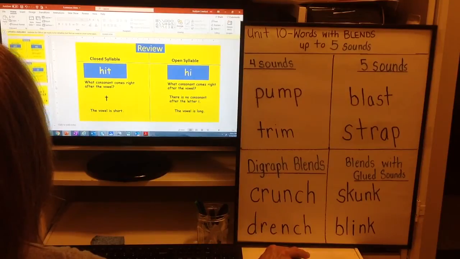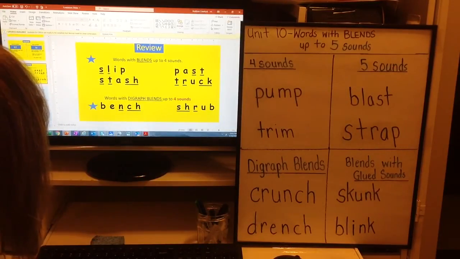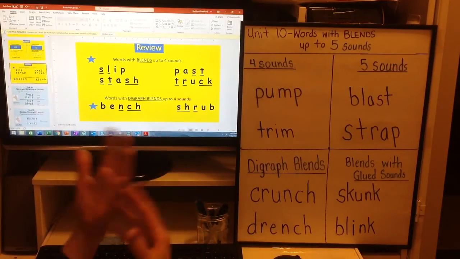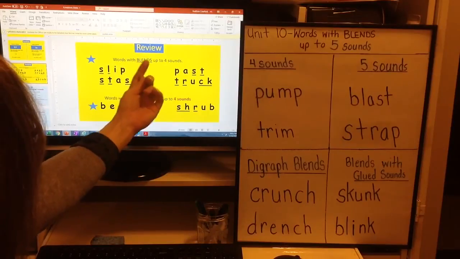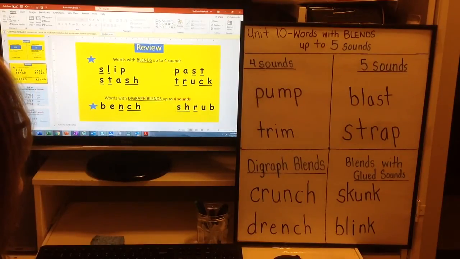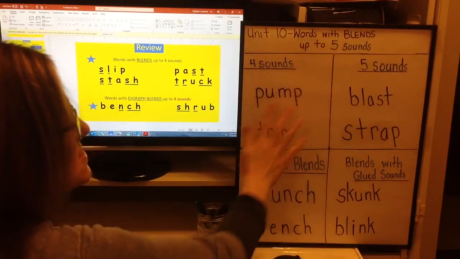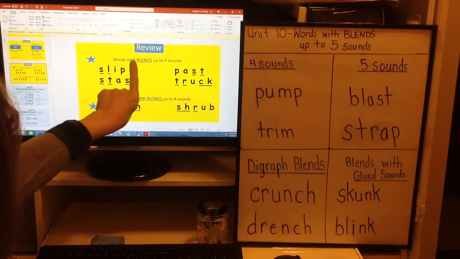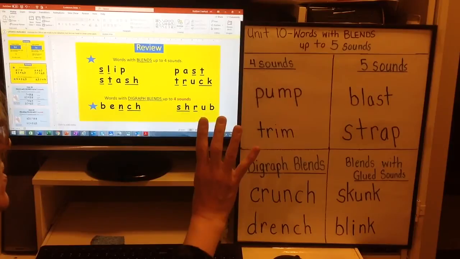where you were working with blends. Now, we also worked with blends before school closed, so really Unit 9 was more about closed syllables. So we're just going to continue with that, closed syllables, and we're going to be reviewing words with blends up to 4 sounds, okay? And then in Unit 10, we're going to be doing words with blends up to 5 sounds. So we're working up to this right now, okay, boys and girls? So let's just take a step back a minute. We're going to practice words with blends up to 4 sounds in a word.